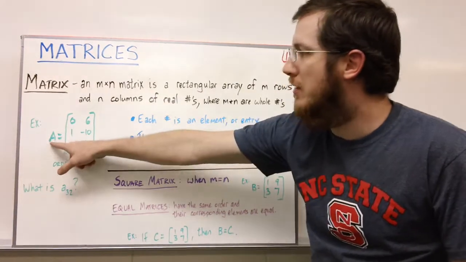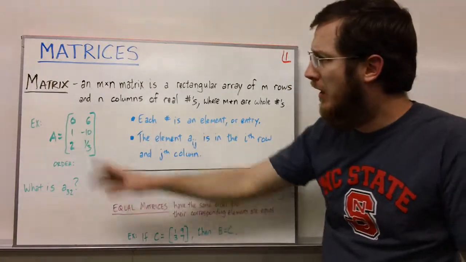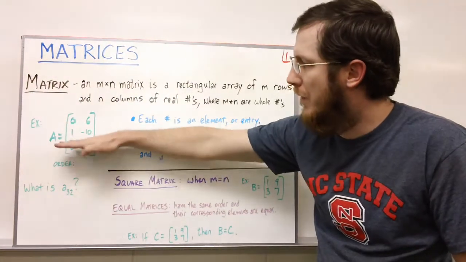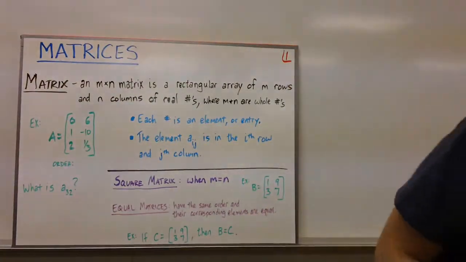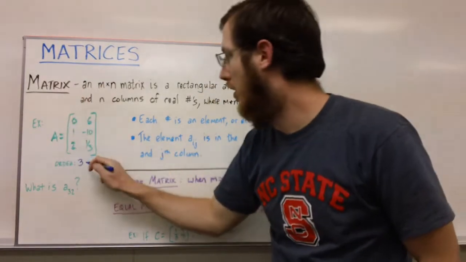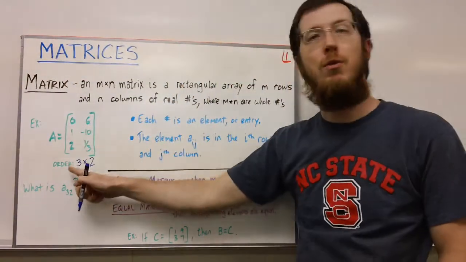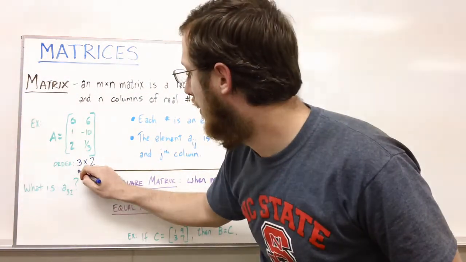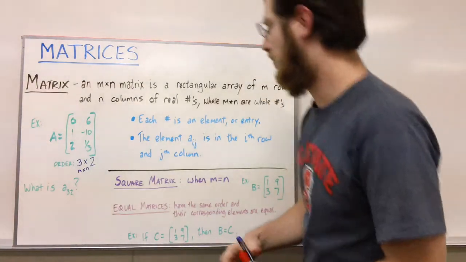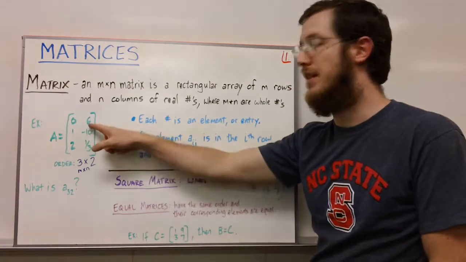So we've got an example here. Here's matrix A. We use capital letters to stand for matrices. We've got a matrix that has 1, 2, 3 rows and 1, 2 columns. So we call it a 3 by 2 matrix. That's the order of the matrix, our m by n, the dimensions of that matrix, 3 by 2. Each number is an element or an entry. So 0 is an element, 6 is an element, and so on.